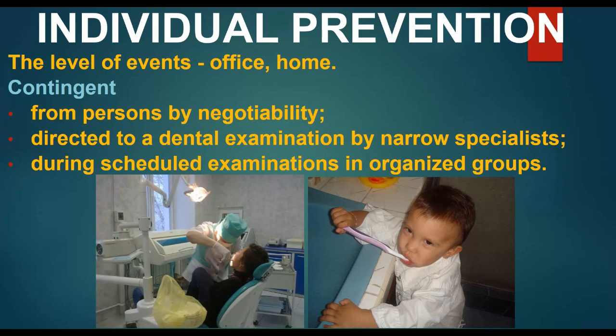Individual prevention. The level of events: it is office and home. Contingent: persons by negotiability, those directed to a dental examination by narrow specialists, and during scheduled examination in organized groups.